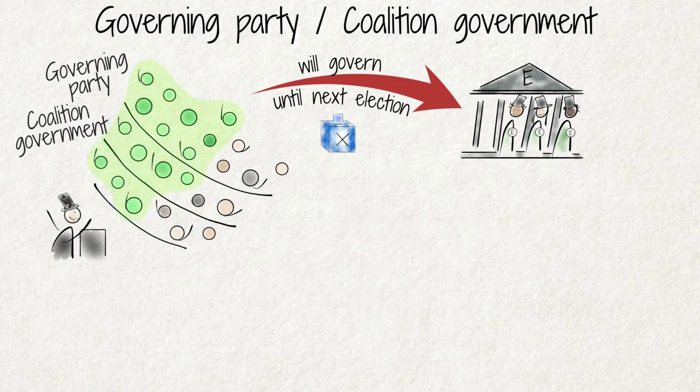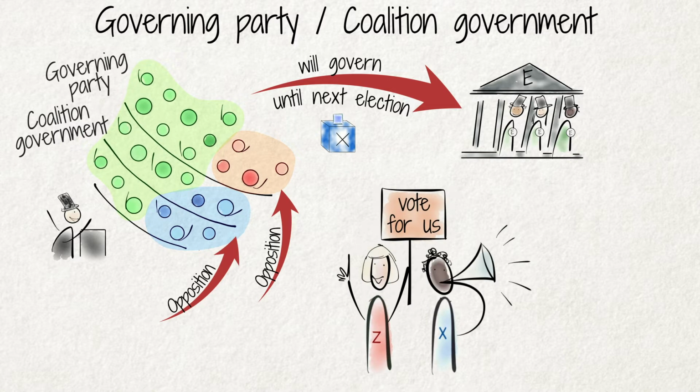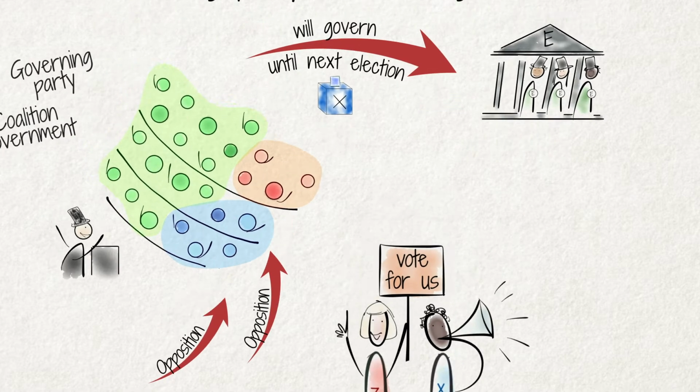Political parties that lose an election are called opposition parties. They will stand against the government in parliament and will use their time in opposition to build public support in order to contest and try to win the next election, or at least more seats.